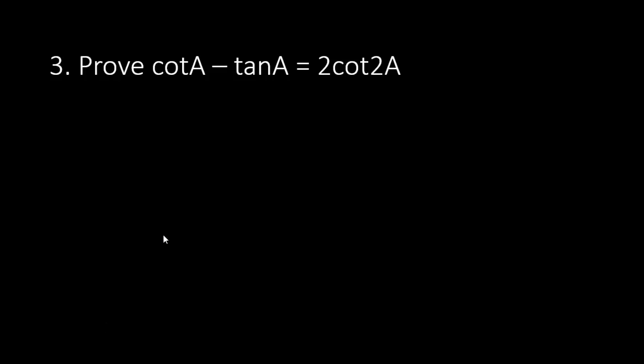Anyway, this one's a proof question, which they're very good to learn, because proof questions really make you understand what's going on, and actually push you to have knowledge in some areas of the maths. So prove cot A minus tan A is equal to 2 cot 2A.